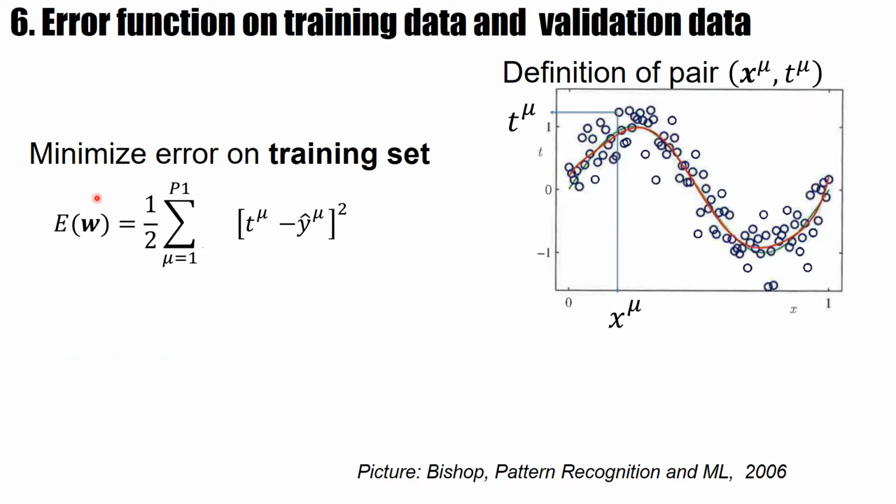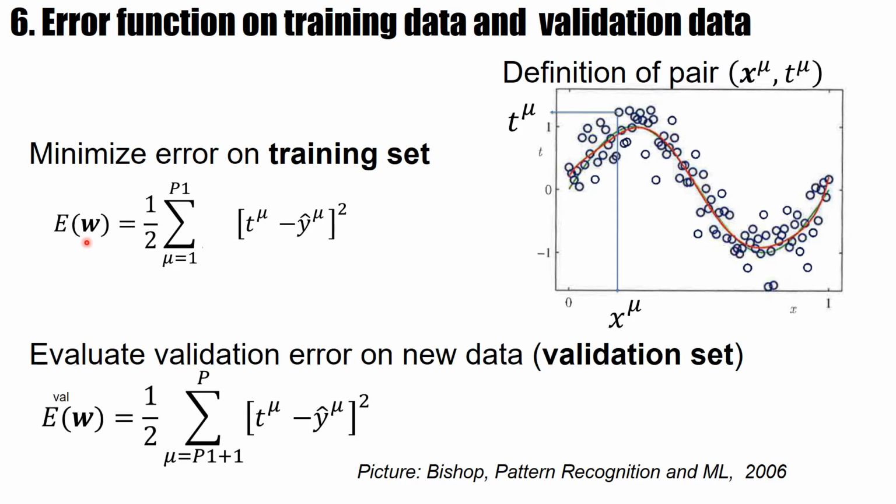The training set is used as before to minimize an error function. Here's the quadratic error function, it could be some other error function, and we minimize this by changing the parameters using gradient descent. At the same time, we look at the performance on the validation error, on the validation set. So the validation set sort of plays the role of future data.